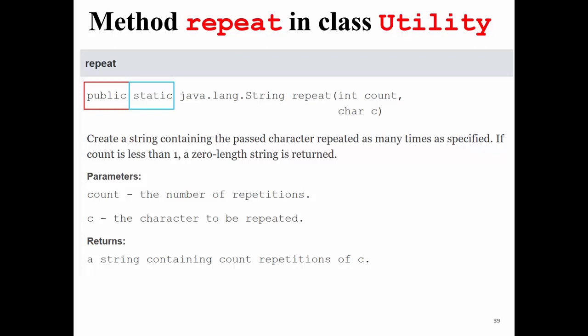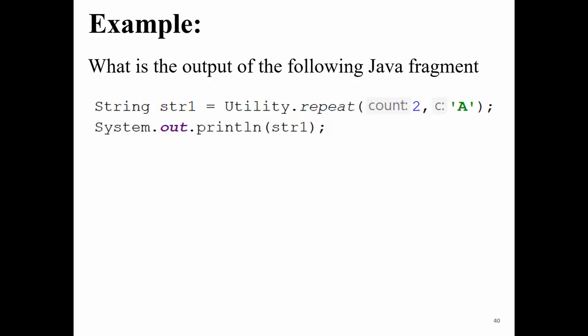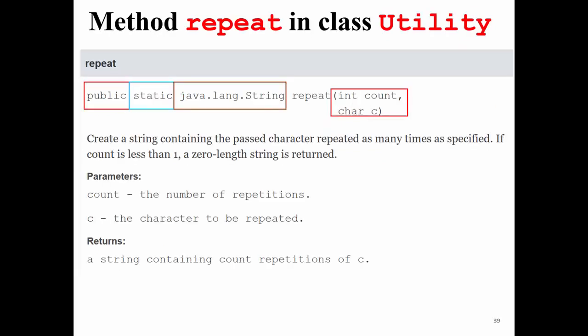Yes? That's right. You don't need an object with a static variable or method. You don't need to create an object to use this method or this variable. So public, everybody can access. Static, I don't need the object to use this. The return data type is a string. Repeat is the name, and these are the list of parameters. So what is returned? A string containing the count of repetitions.